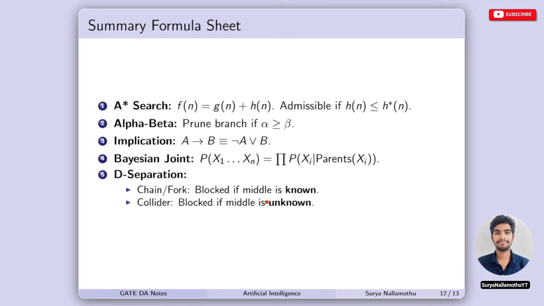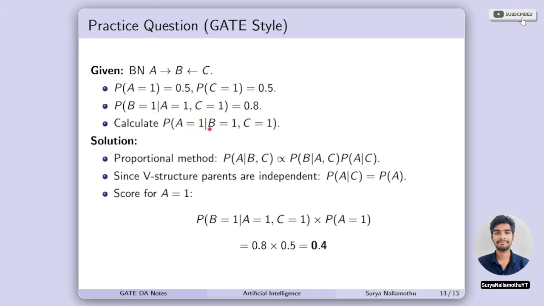chain or fork is blocked if the middle is known. If a chain or fork is blocked, it means if the middle point is known, then it will be blocked. If the middle is unknown, the collider will be blocked. So next, these are some practice questions that will be helpful for you.